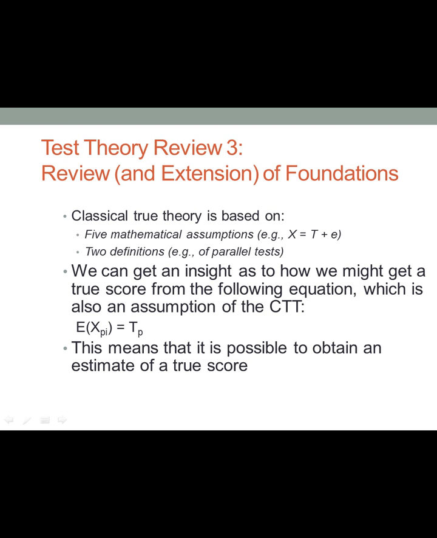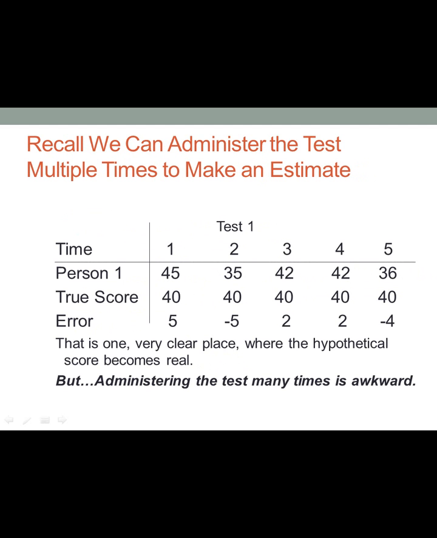And this means that it's possible to obtain an estimate of a true score for a person. And recall that we could administer the test multiple times to get this estimate of the true score. Here I have an example with person 1 who takes a test of whatever and gets scores of 45 and 35 and 42 and 42 and 36. And in classical test theory, we typically assume that the person's true level of ability or true level of attitude or whatever has not changed. It's always the same, but rather it's the error which is changing from one test to the other.